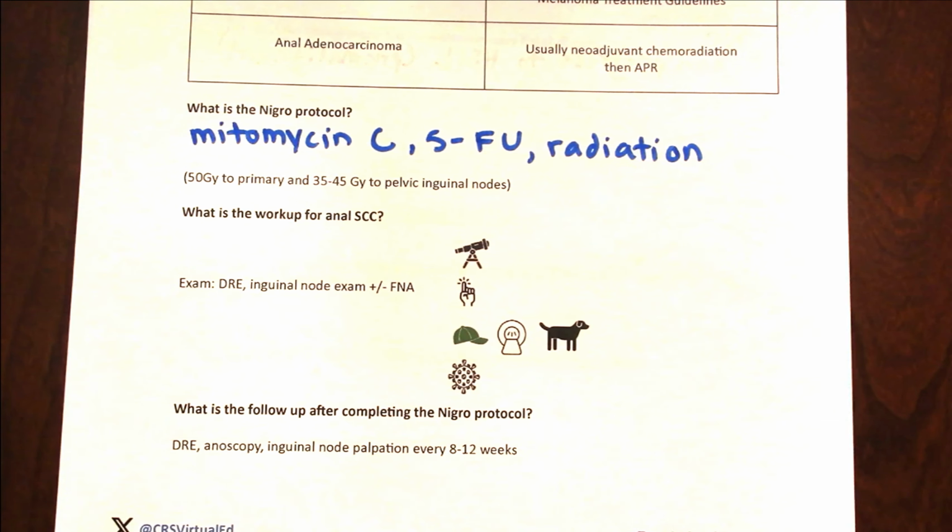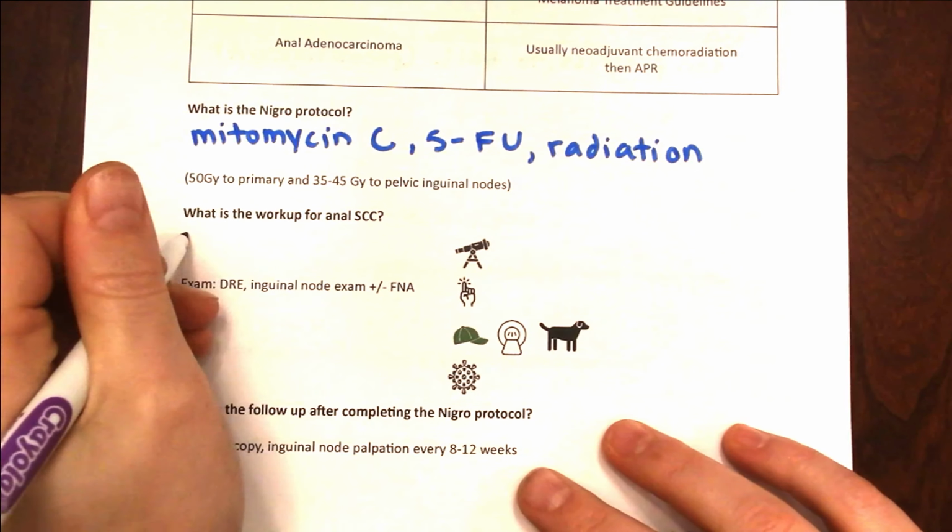Okay. And then what is the workup for a newly diagnosed anal squamous cell carcinoma? I guess the first thing is to do a physical exam with a digital rectal exam, inguinal lymph node palpation, and this can be with or without a fine needle aspiration. The second aspect would be to look more closely at the lesion with endoscopy, with or without biopsy.